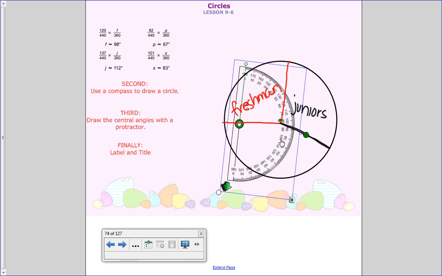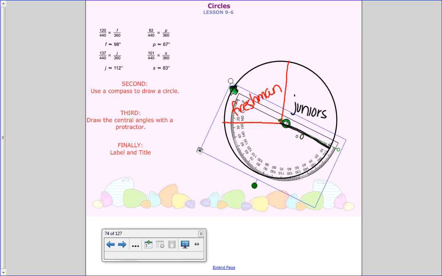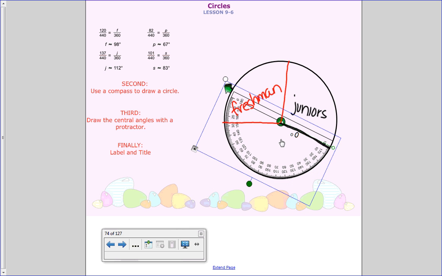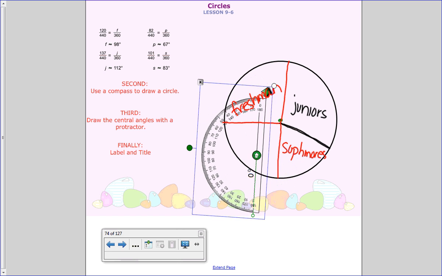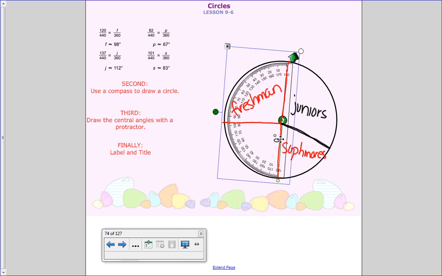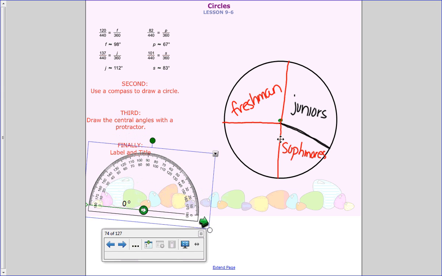And again, I can turn my protractor to make my next line. All right, and then let's see, I think that is sophomore, so 67. So starting here, 67 is right about there. And finally, my seniors, if I just check it, it should be just about what I have. So put it on that line, and then I take a look, and look at that. It's right over 83. So I know I did it right. So there we go, and that is seniors.